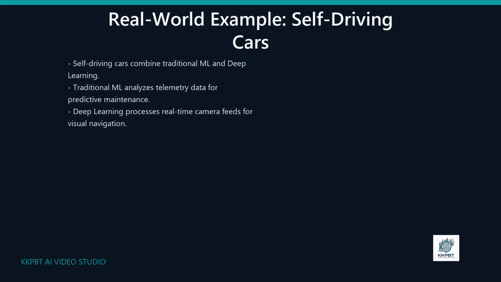In the real world, advanced technology often uses both together. Take self-driving cars, like a Tesla. Automakers use traditional machine learning to analyze structured sensor data for predictive maintenance, calculating when parts might fail. At the very same time, they rely on deep learning to instantly process live video from cameras to detect pedestrians, lane markers, and road signs in real time.